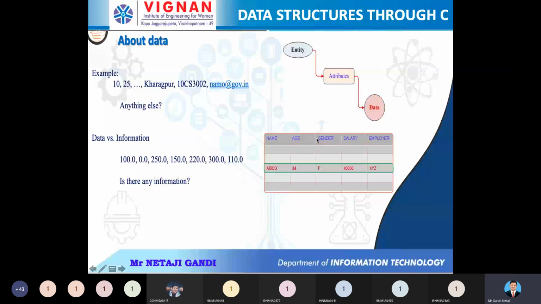Do you understand the difference between data and information? Girls, do you understand the difference between data and information? Yes, sir. Okay, thank you.